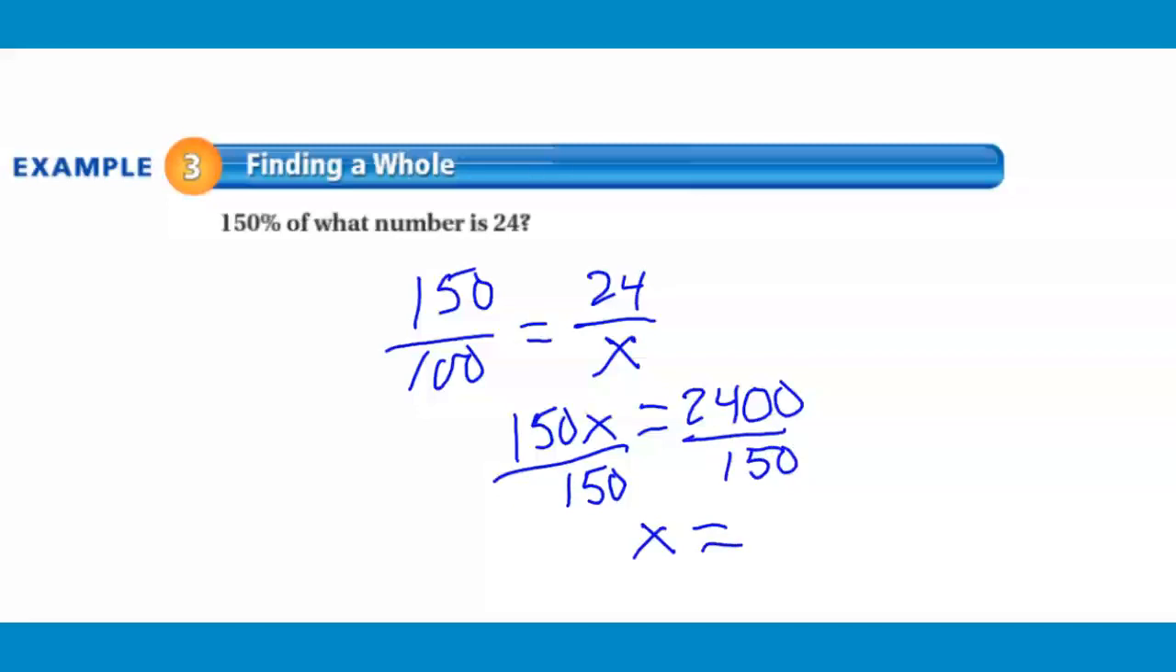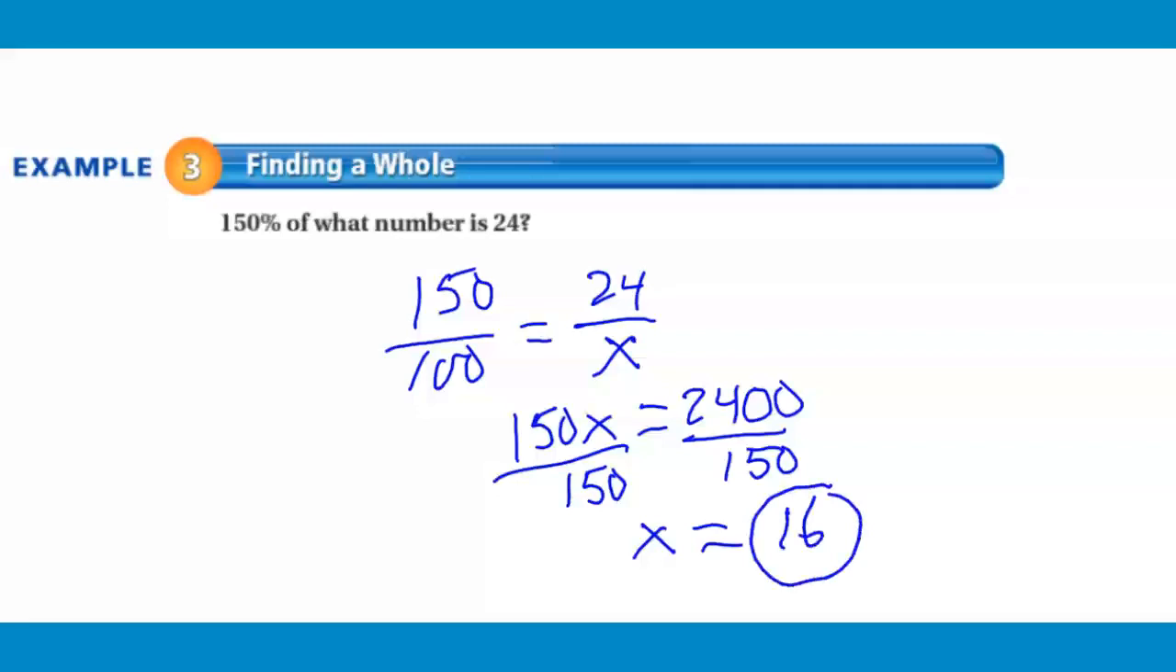So again, don't be afraid to use a calculator. 2,400 divided by 150 equals 16. And were they asking for a percent? No. Your answer is 16.